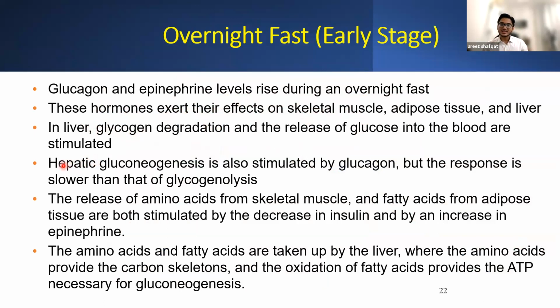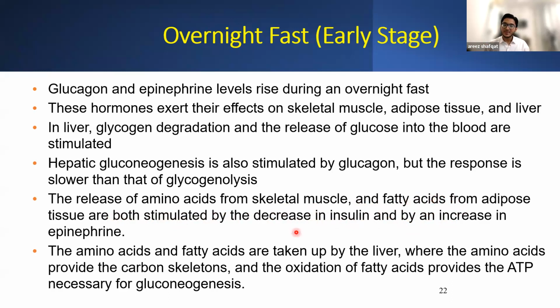During a prolonged fast, hepatic gluconeogenesis is also stimulated by glucagon, but this response is slower than that of glycogen breakdown because it's activated by gene expression. The release of amino acids from skeletal muscle and fatty acids from adipose tissue are both stimulated by the decrease in insulin and an increase in epinephrine. Why? Because epinephrine activates hormone-sensitive lipase, which liberates fatty acids from triglycerides.